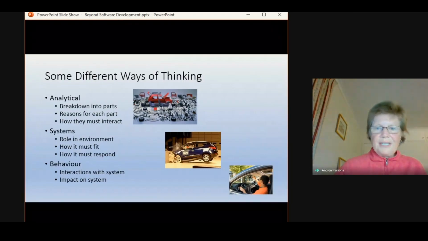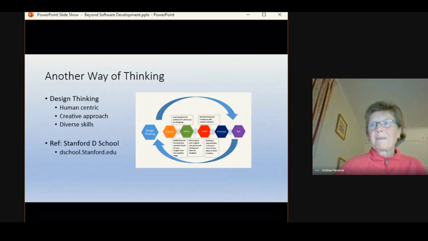So that's three basic thoughts on ways of thinking. Another way of thinking is called design thinking. So this is quite a different approach to thinking, and it's very human-centric. It's a very creative approach, and it draws on some very diverse skills.